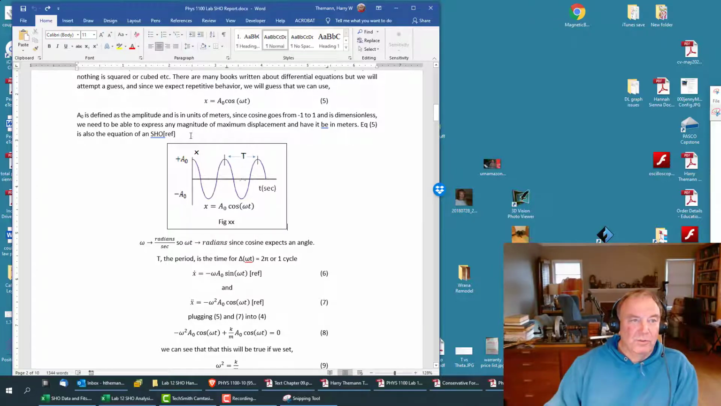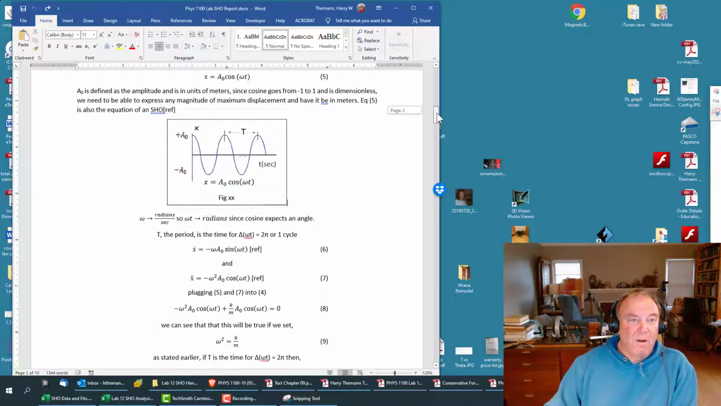Maybe I want to move it so that maybe I lower this picture down a little bit so it's not too far away from equation 11. Equation 5. And so I said, look, omega is radians per second. So if I multiply omega times t, I get radians. That is what we want, because cosine wants to see an angle, and then T is the time for delta omega times T, they equal 2 pi or 1 cycle, right? It's pretty obvious from the picture.